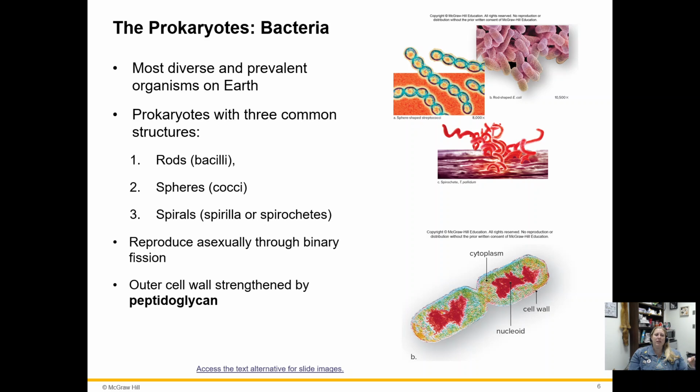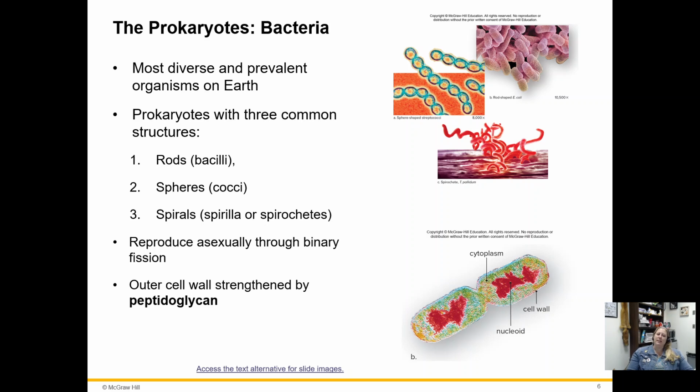The first being that they have three generally common structures: rods, spheres, and spirals. Aside from them being prokaryotes, that's number one, prokaryotes, okay? Rods are bacilli, or rod-shaped, kind of oval-shaped. Spheres are going to be circles. These are often called cocci when we're talking about it in scientific terms. And then spirals, or spirilla, or spirochetes, and they look just like spirals, okay?